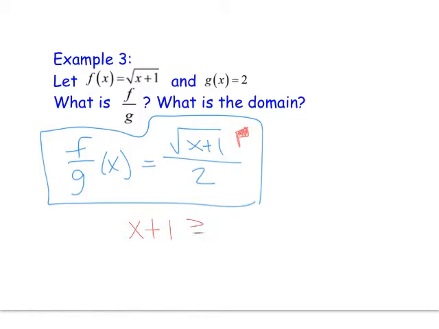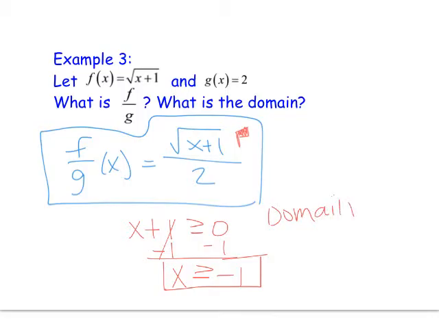So we just have to say it's greater than or equal to 0. X plus 1 can't be negative. If x plus 1 comes out to be a negative, then we've got a problem. So x plus 1 has to be greater than or equal to 0. Subtract a 1 on both sides. And x is then greater than or equal to negative 1. So my domain includes all numbers that are negative 1 or greater. So the domain includes all numbers from negative 1 to infinity.